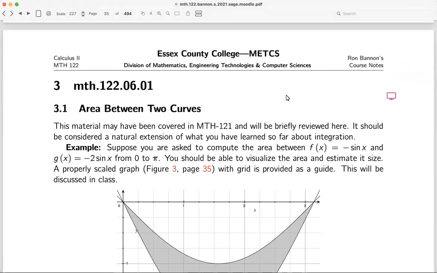Okay, we're in section 3 of the notes, and this is the lecture portion of it. By lecture portion, what we're going to do is go through a tiny review of what you've done in Math 121, which is the area between two curves. It's one of the applications of integration.